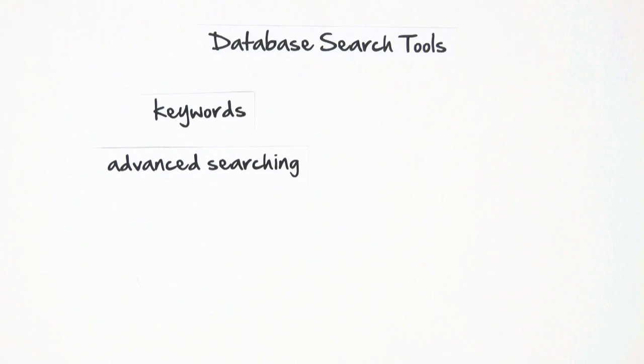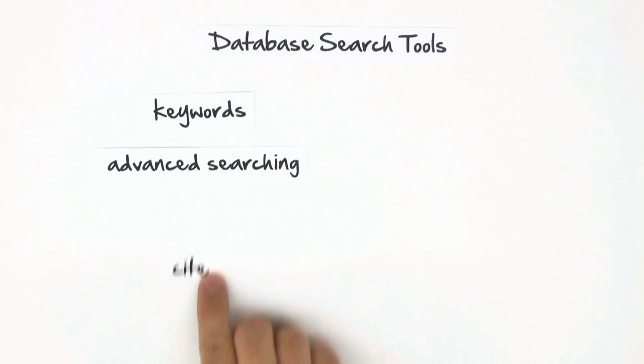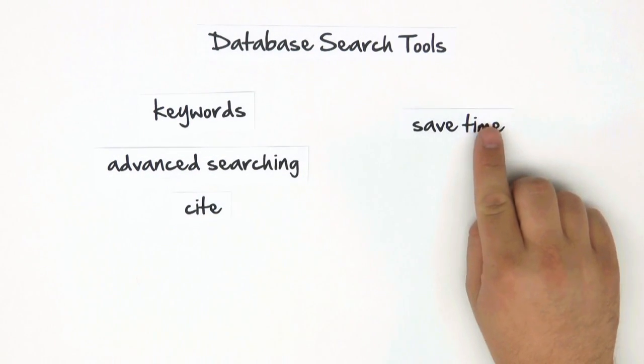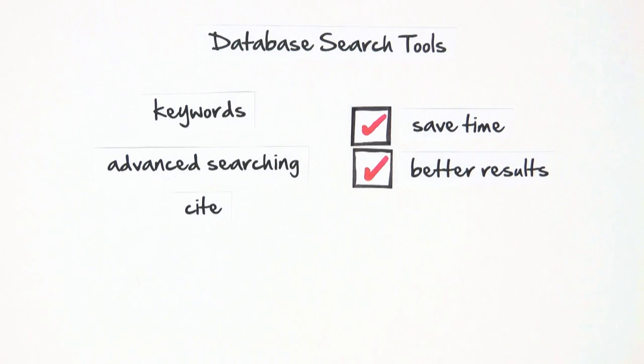Now that you know how to search databases, you can experiment with keywords, use advanced searching to find the right articles for your assignment, and use the cite feature. You'll spend less time searching and find better results for your paper.